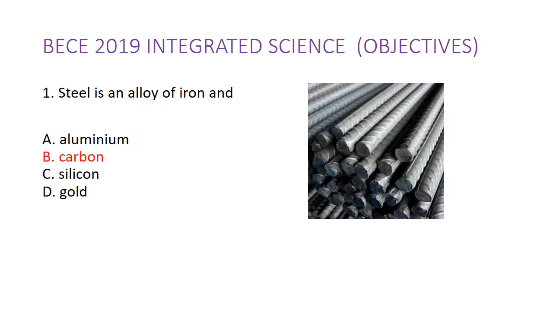So the first one: steel is an alloy of iron and what? The answer is carbon. Now if you take a closer look at the picture, this shows you what you call a steel rod. However, mistakenly, a lot of us call that an iron rod. They are not iron rods. It is rather a steel rod because it is made up of iron and carbon. It's not only iron, so they are known as steel rods.